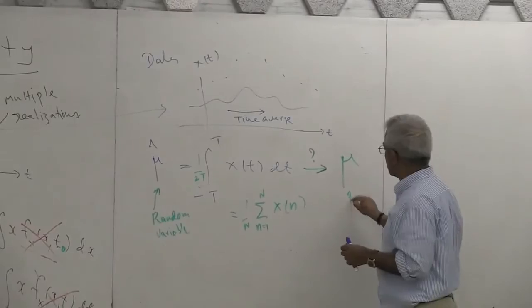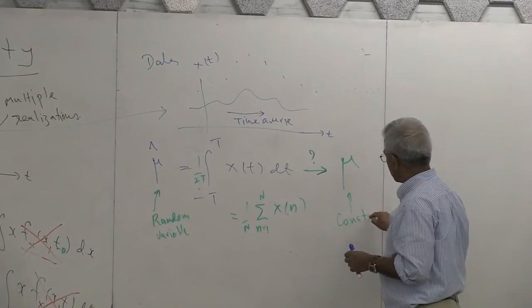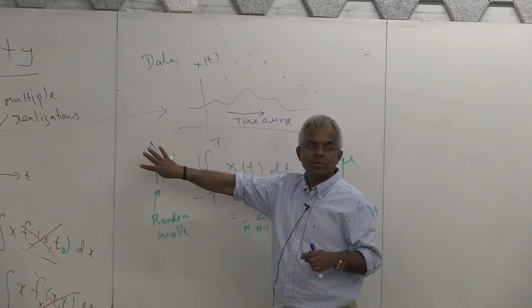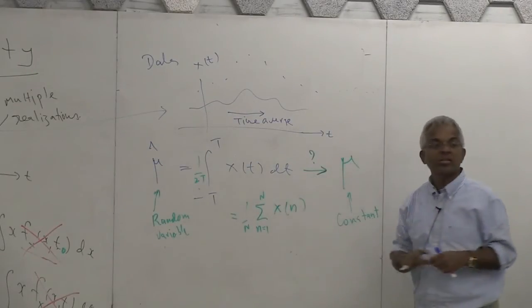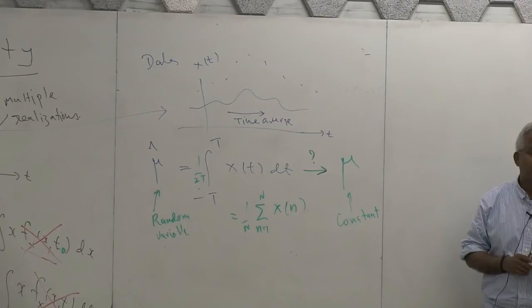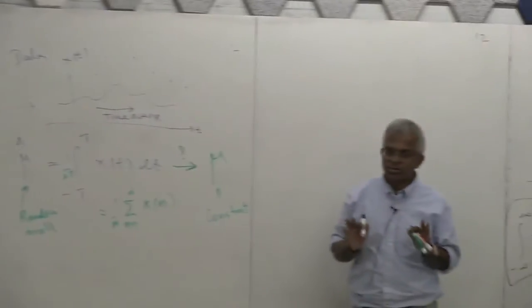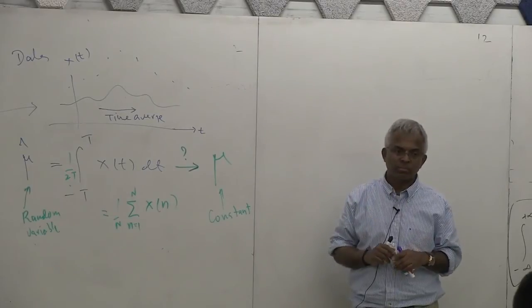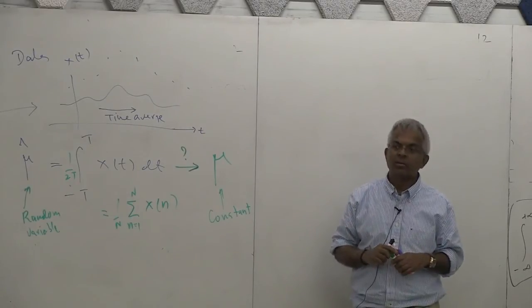See, this is an unknown constant, right? So what we are asking is, when can a random variable begin to look like a constant? What is the condition? Remember, it's a simple question. There is no process here, just a random variable. The variance tends to be 0.